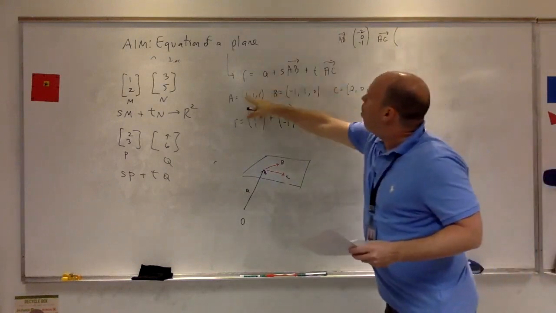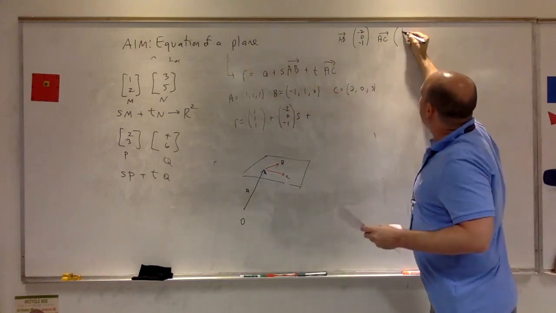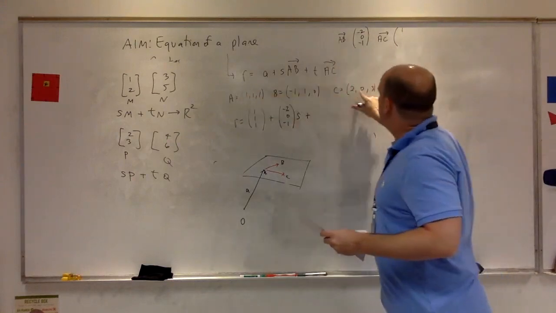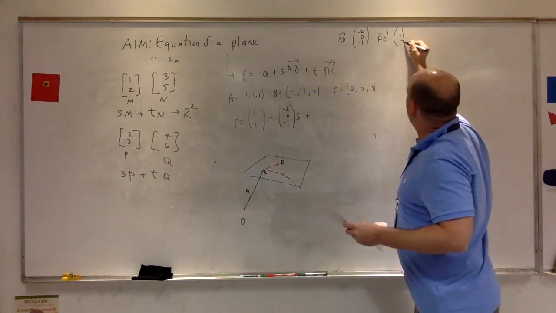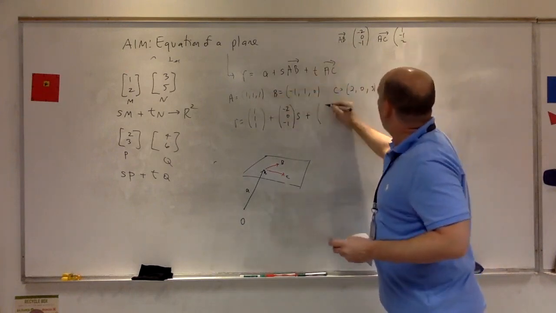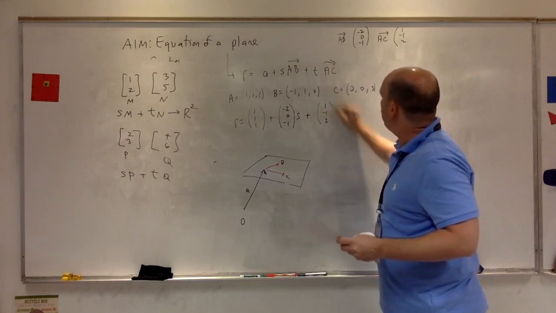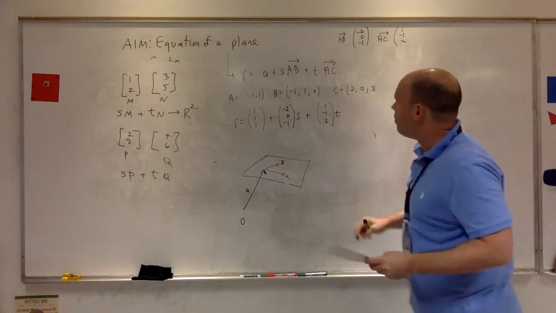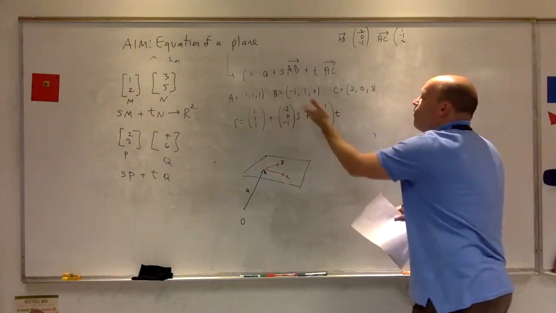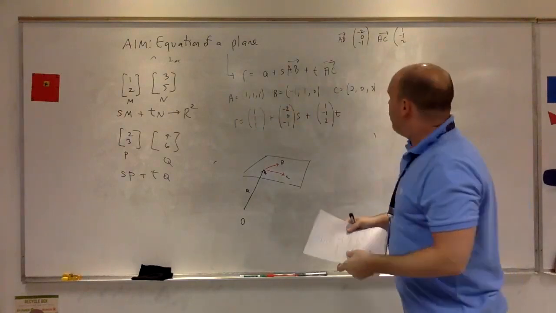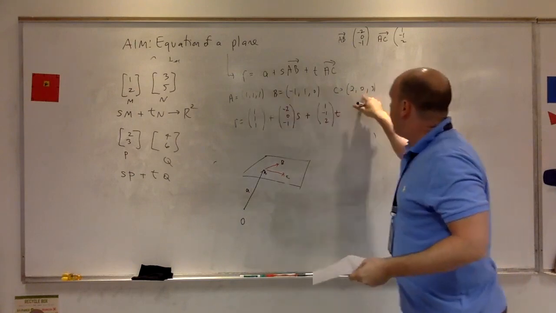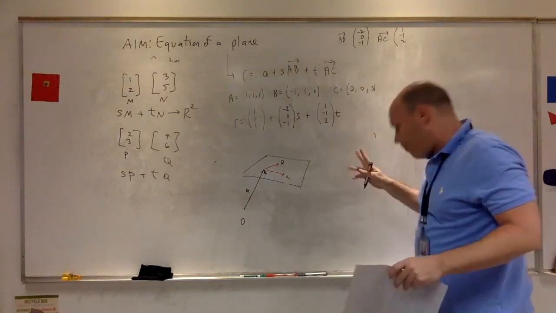1 to 2, that's 1. 1 to 0, that's -1. 1 to 3, that's 2. And so we have (1, -1, 2)t. And so this is the vector equation of the plane that contains these points. And you can put this in, good.